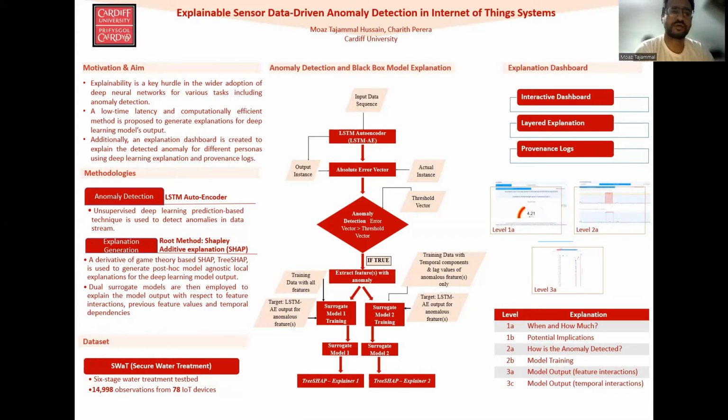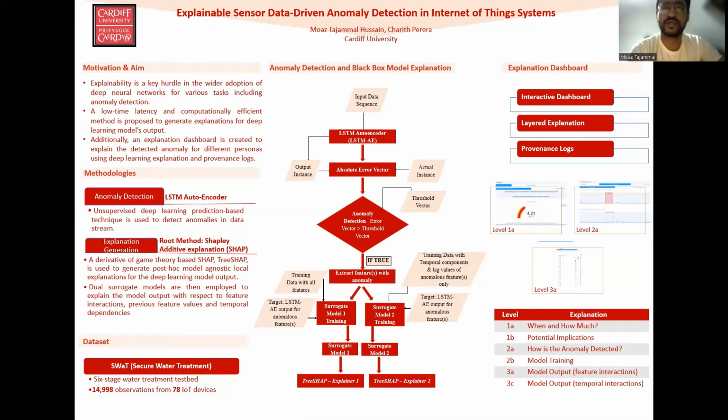We've used the dataset called SWaT, or the Secure Water Treatment dataset, which mimics an industrial process of a six-stage water treatment process. It has around 15,000 observations with almost 78 IoT devices with various data types, including continuous, discrete, and categorical data types.